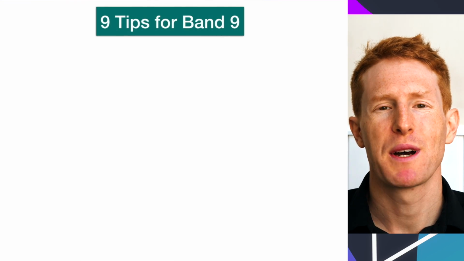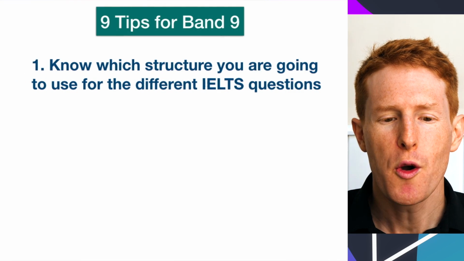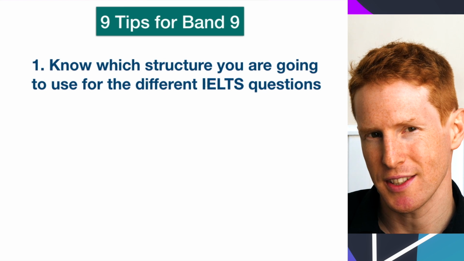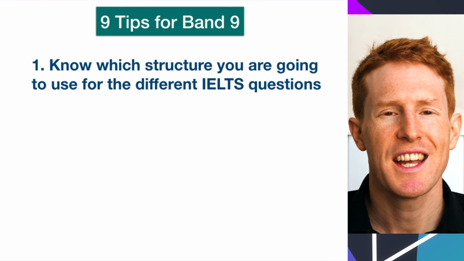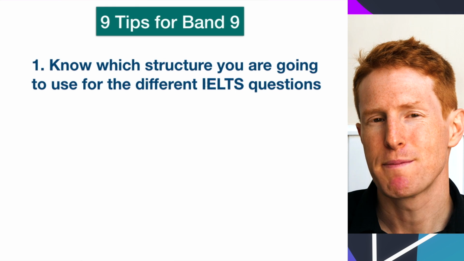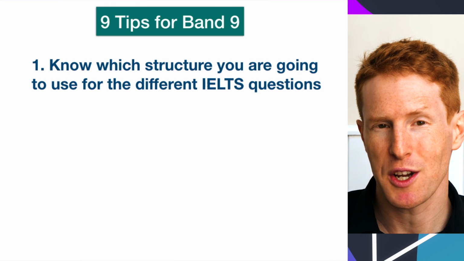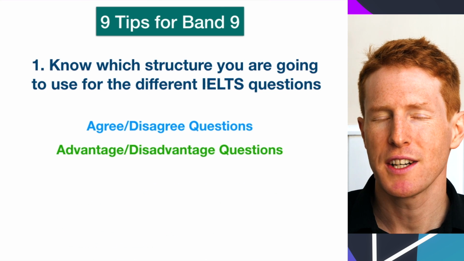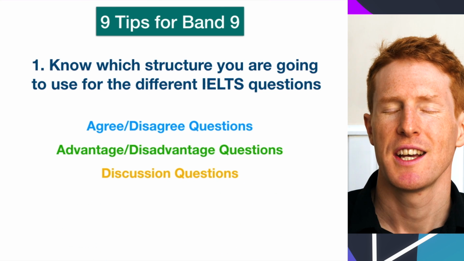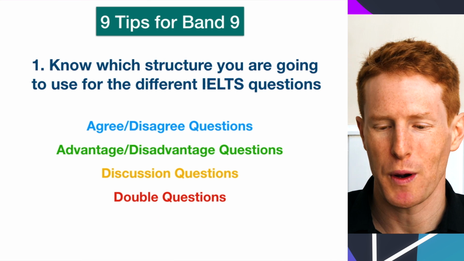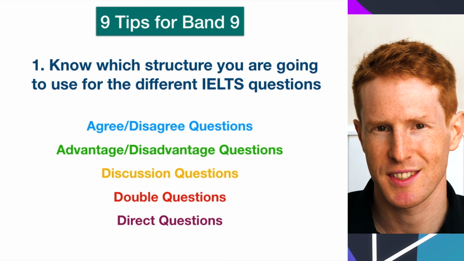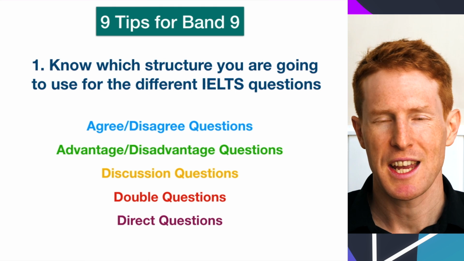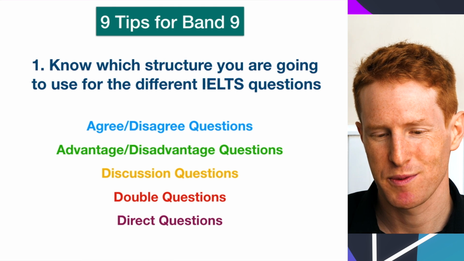So tip number 1, know which structure you are going to use for the different IELTS questions. In IELTS Task 2 there's basically 5 different essay question types. You can have the agree-disagree questions, advantage-disadvantage questions, discussion questions, double questions, or direct questions. We're going to be covering all of these different question types in my Task 2 writing course.